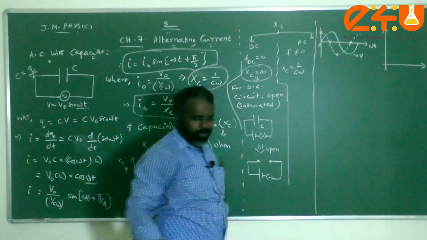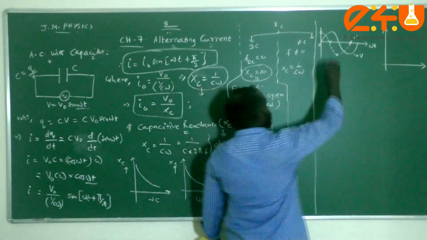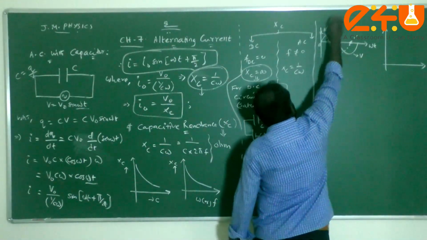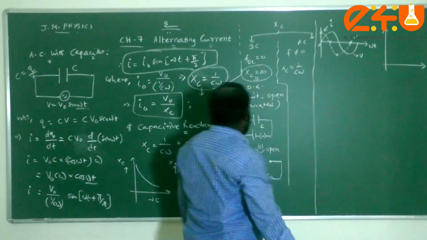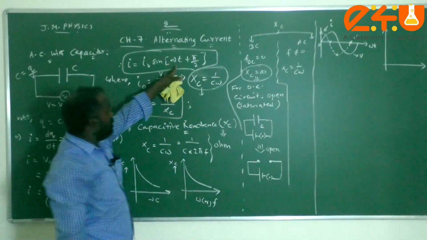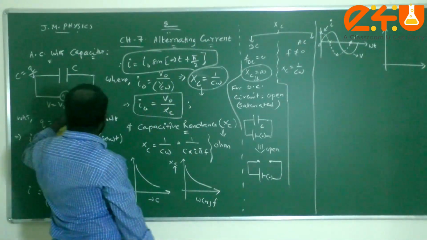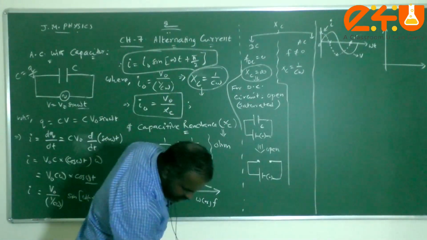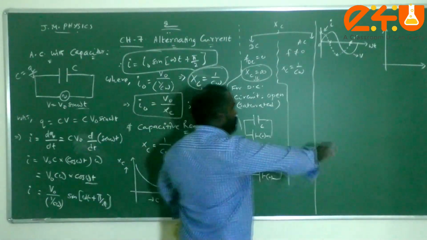So the dotted line represents what children? Current graph. So this dotted line represents the current graph. And another thing, you just find this is the phasor of the current, and this will be the phasor of the voltage. Therefore, you just find the phase difference.